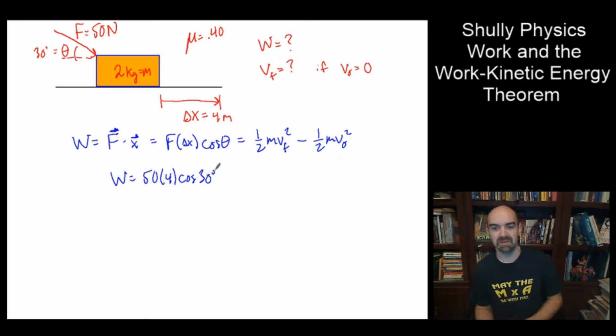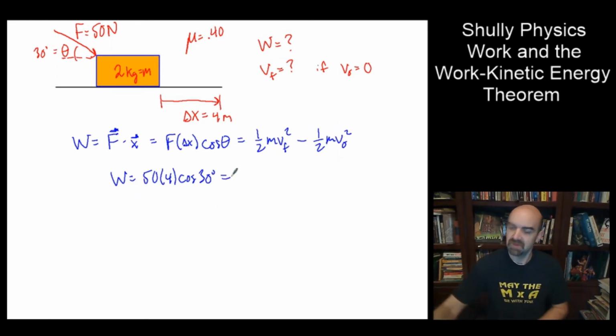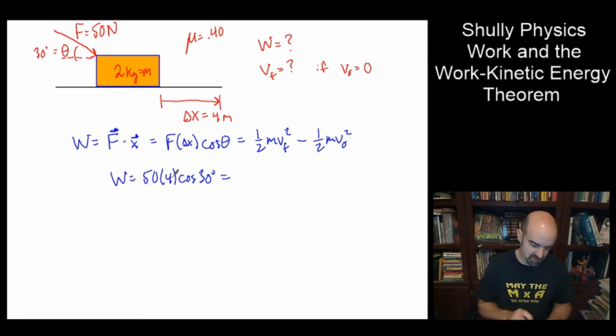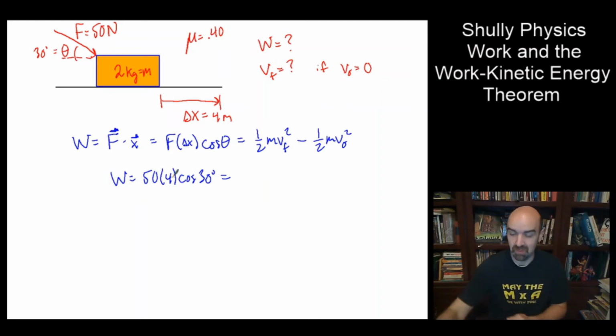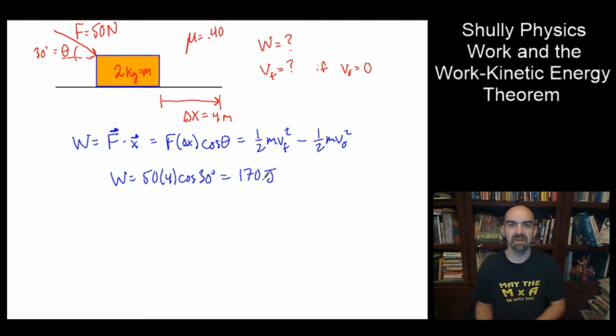I should have used 60. That would have been easier here. So we got 50 times 4 is 200, and just multiply that by cos 30. And it's 173.2. Looks like I got 2 sig figs, so I'm just going to say 170 joules.